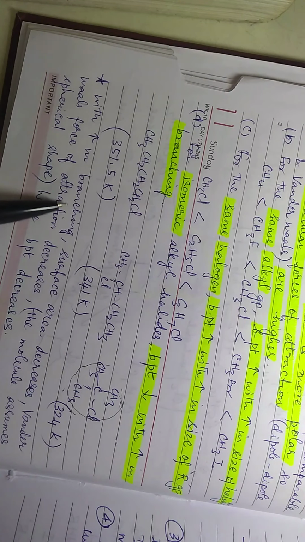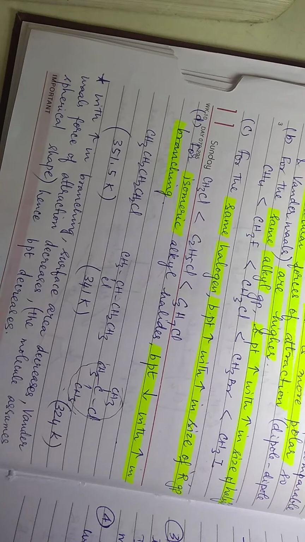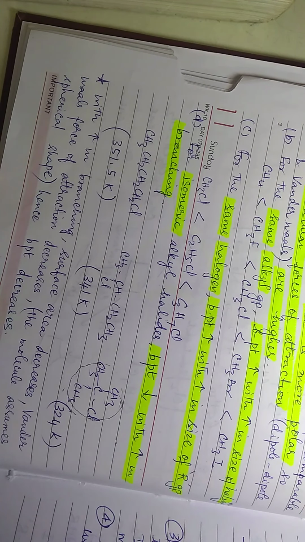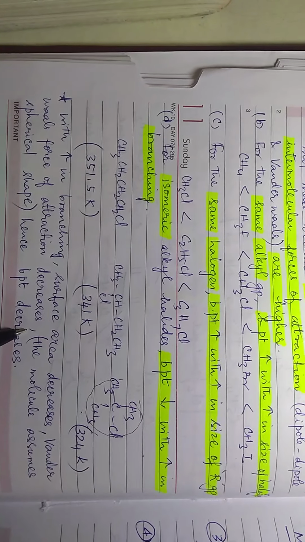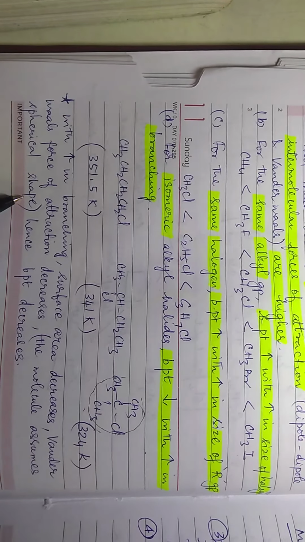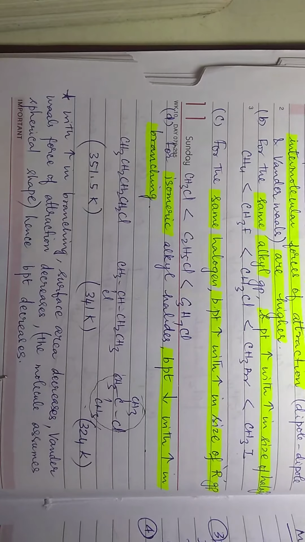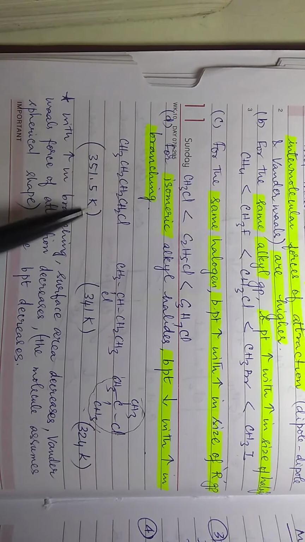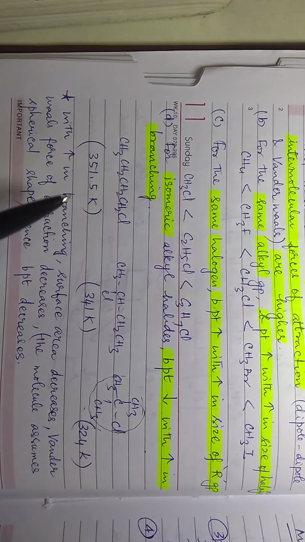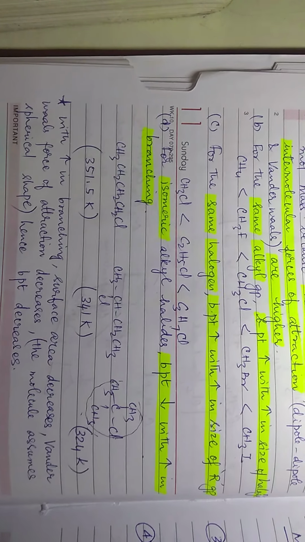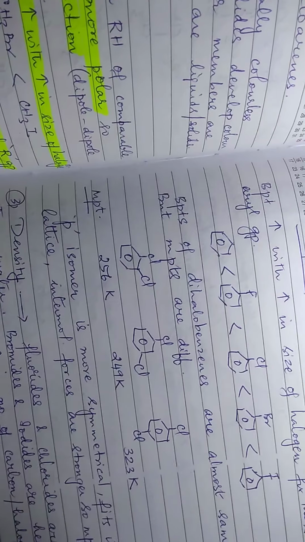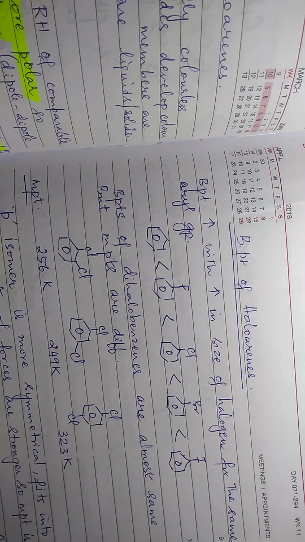Okay, so with increase in branching, surface area decreases and van der Waals force of interaction will also decrease, and the molecule assumes spherical shape, and that is why boiling point decreases. So boiling point decreases with increase in branching. Okay, 351, 341, 324.